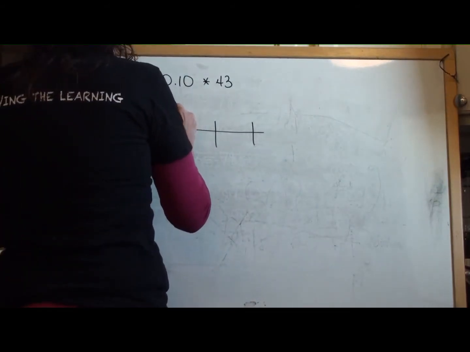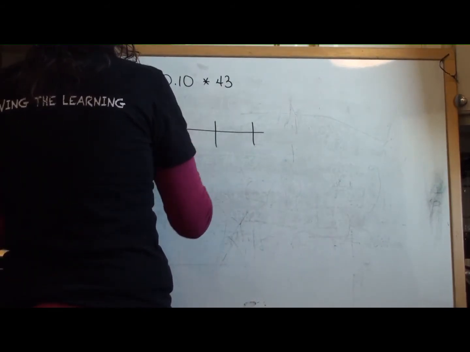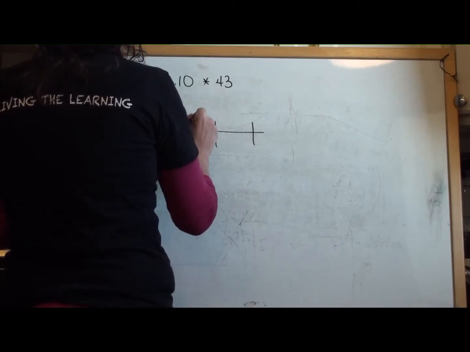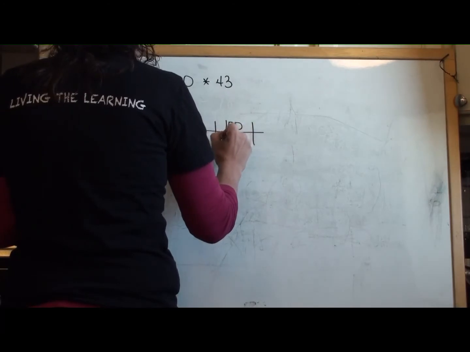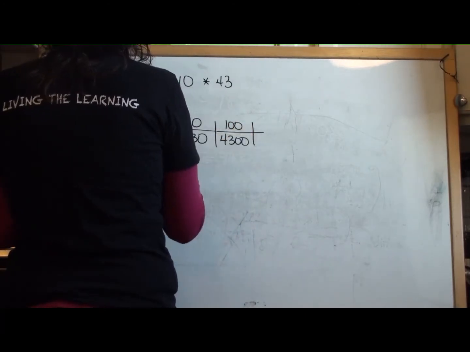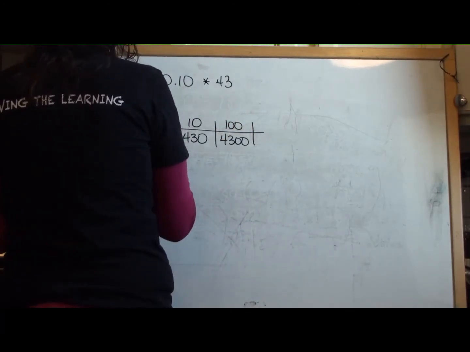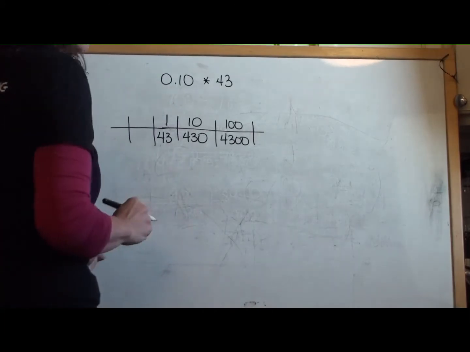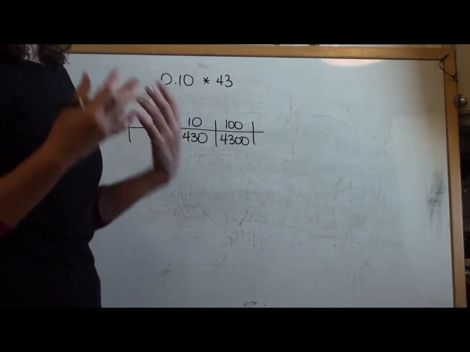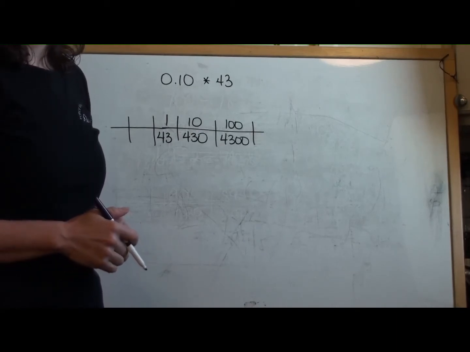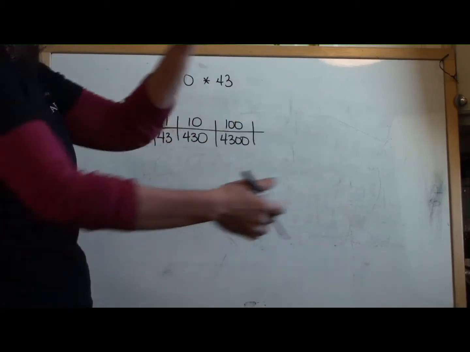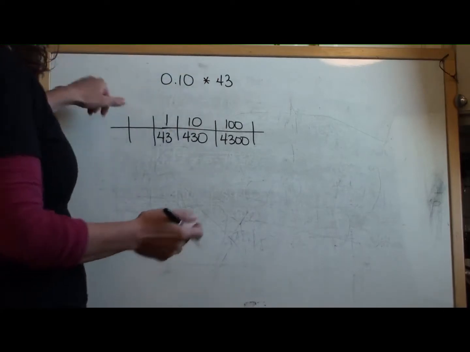If we have a 1, it's 43. If I have 10, it's 430. If I have 100, it's 4,300. But we learned from our fraction lesson, if he runs half a mile in 10 minutes, how many minutes does he run a whole mile? It's 20, right? We also can go backwards. So we're going to go backwards.